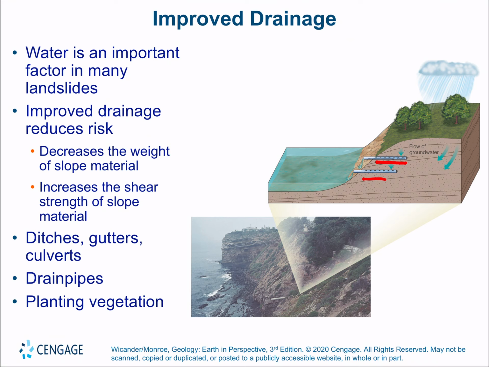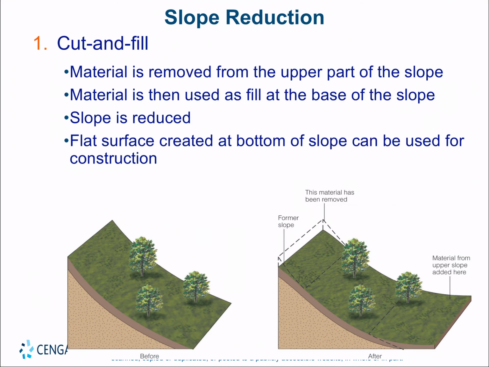So groundwater, as it's percolating down into the soil, would get funneled out. Ditches, culverts, even planting vegetation, because the water would accumulate on the vegetation and not seep into the ground, would be a help. The next three things are going to be known as slope reduction.